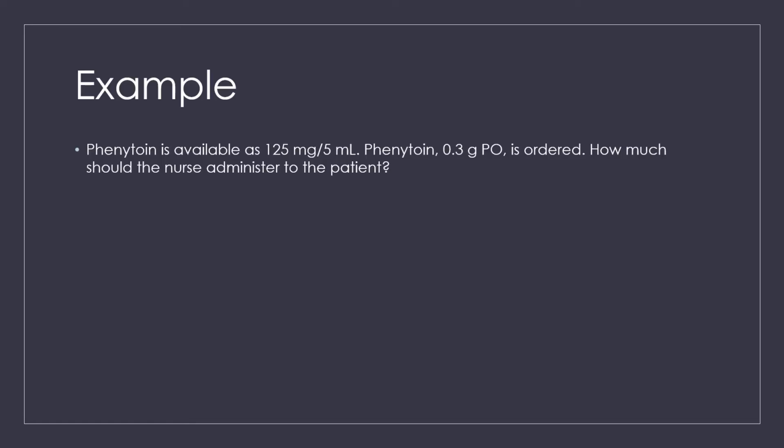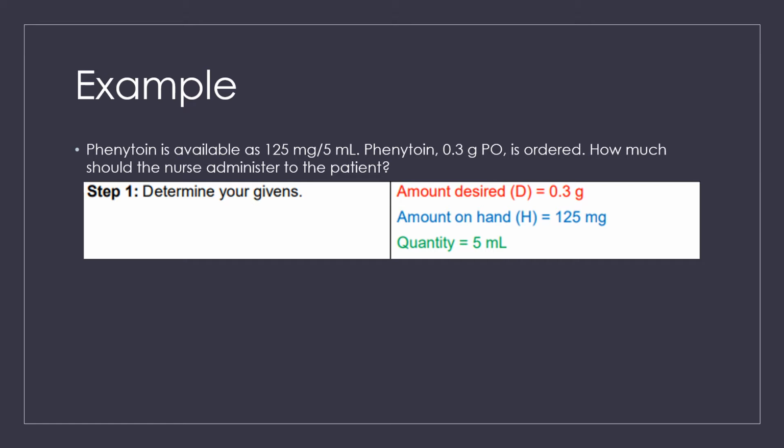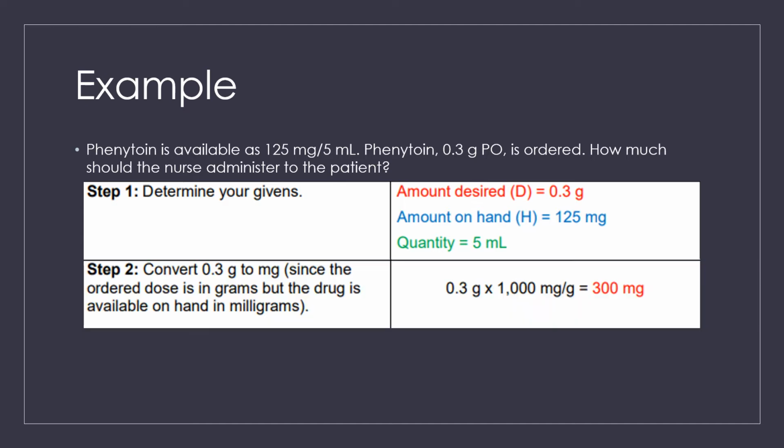Phenytoin is available as 125 mg per 5 ml. Phenytoin 0.3 gram PO is ordered. How much should the nurse administer to the patient? First, we determine that the amount desired is 0.3 gram and the amount on hand is 125 mg and the quantity is 5 ml.